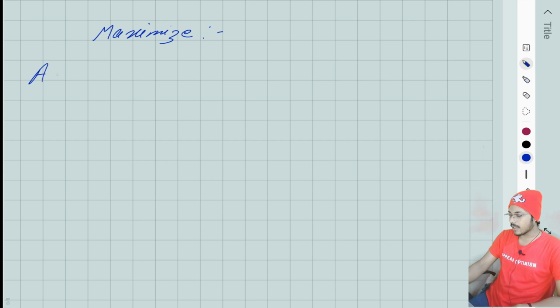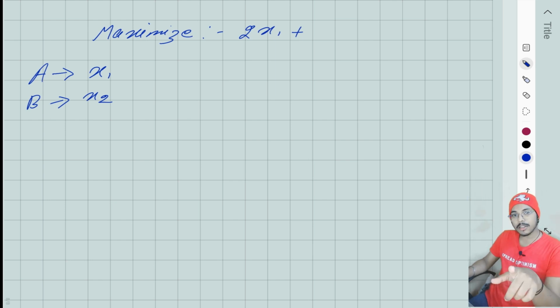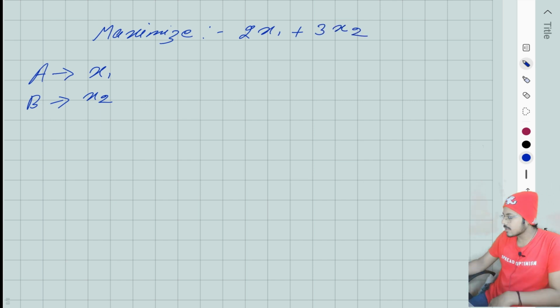So if I am taking A as x1 and B as x2, and we are getting profit of 2 rupees from one product of A, how much profit we will get from x1 products of A? Obviously 2 into x1, by closing your eyes. Then how much profit we are making from B? We are making rupees 3 profit from one product of B. So how much profit we will make from x2 products of B? Obviously 3 into x2, by closing your eyes.